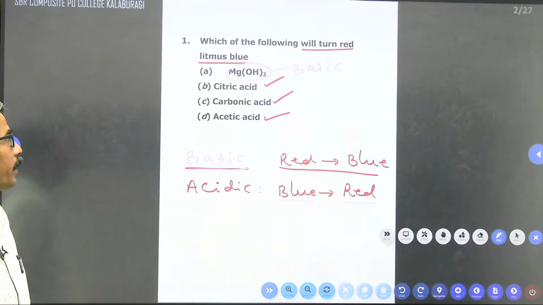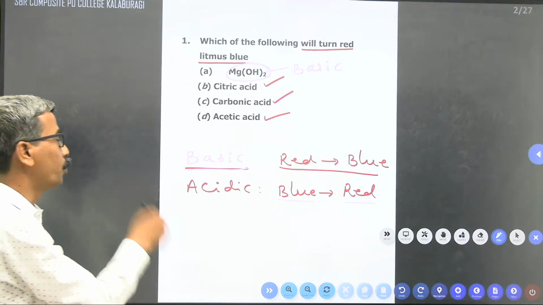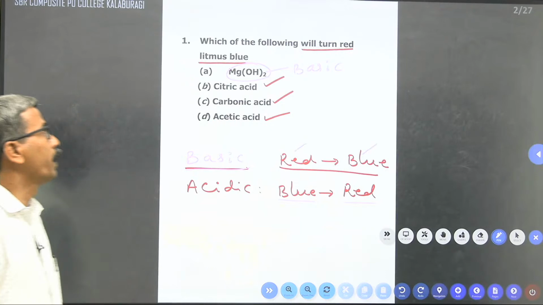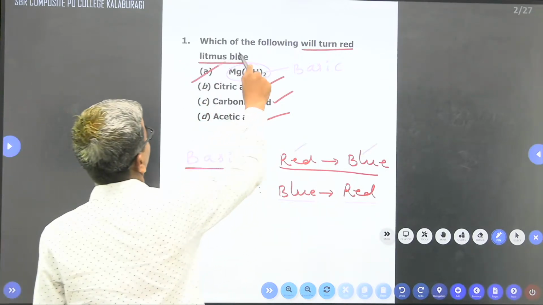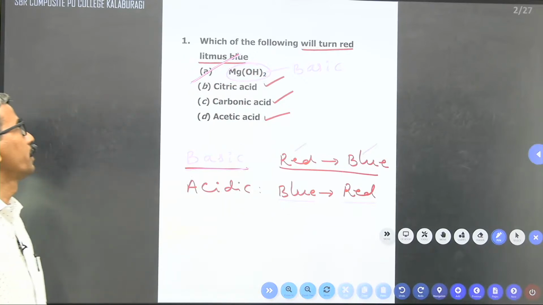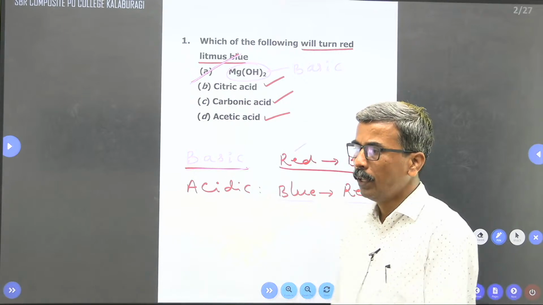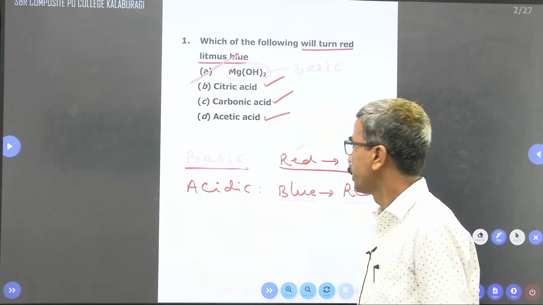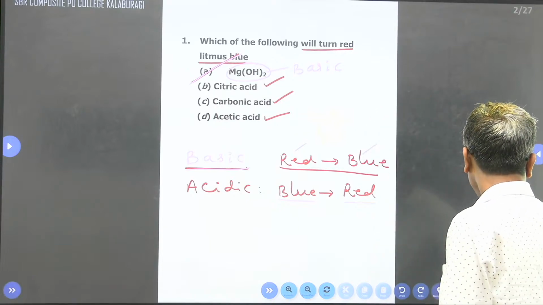Because of that reason, when you put a magnesium hydroxide solution on red litmus paper, it will turn blue. So for question number one, A is the correct option, that is magnesium hydroxide solution. When you take a drop and put it on litmus paper, it will turn red litmus paper into blue. Moving to the next question.